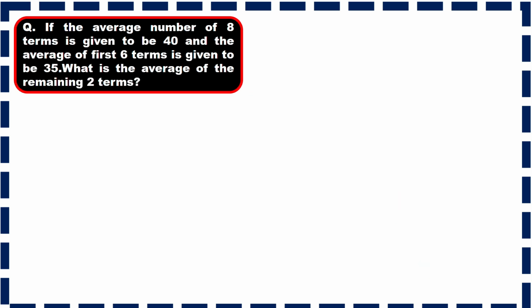If the average of 8 terms is given to be 40 and the average of the first 6 terms is given to be 35, what is the average of the remaining 2 terms? So what is given? The average of 8 terms is 40. So the sum of the 8 terms is 40 into 8, average into number of terms, that is equal to 320. And what is the sum of the first 6 terms? Here the average of the first 6 terms is 35. So what is the sum?